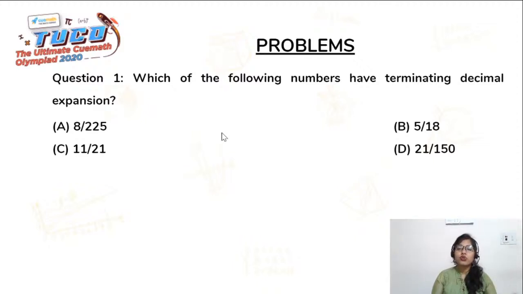We have a predefined rule for such questions. Whenever you are given fractions and you have to state whether they are terminating decimals or not, you look at the denominator, prime factorize it, and see if your denominator is of the form 2 to the power of m times 5 to the power of n. What do I mean? You need to have only 2's and 5's in the denominator. If so, that means the fraction is a terminating decimal.